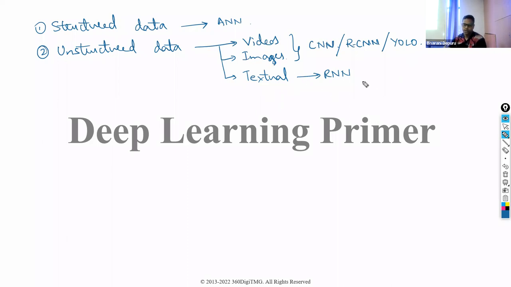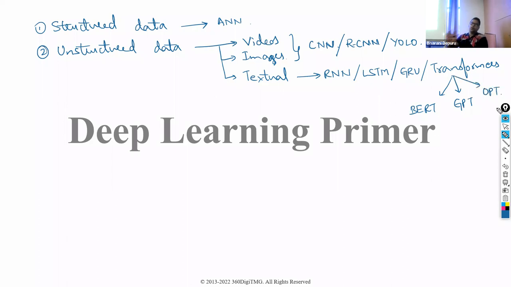When it comes to dealing with textual data, we have RNNs, LSTM models, gated recurrent units, and now we have transformers. Within transformers, we have BERT, GPT model, and now OPT from Facebook. These are also part of your advanced NLP techniques, advanced natural language processing techniques.